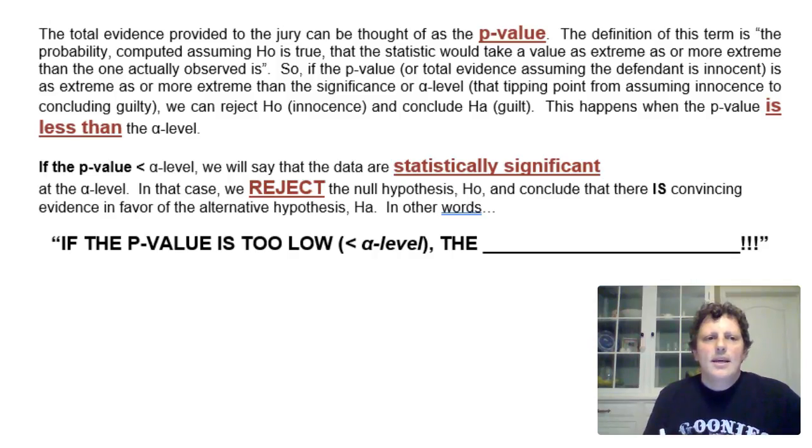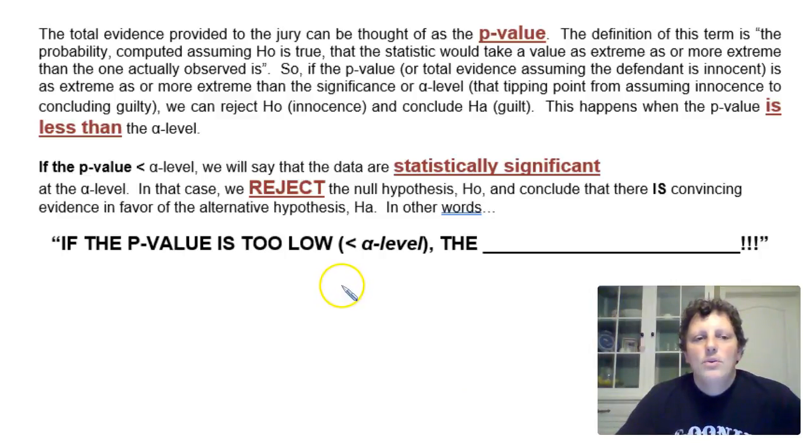So our alpha level is set. Let's say it's 5%, right? The total evidence provided to the jury can be thought of as the p-value. Now, the p-value is really going to be, we'll find out, a probability. It is the probability computed, assuming that the null hypothesis is true, that the statistic would take as extreme a value as what the sample gave, or something more extreme.